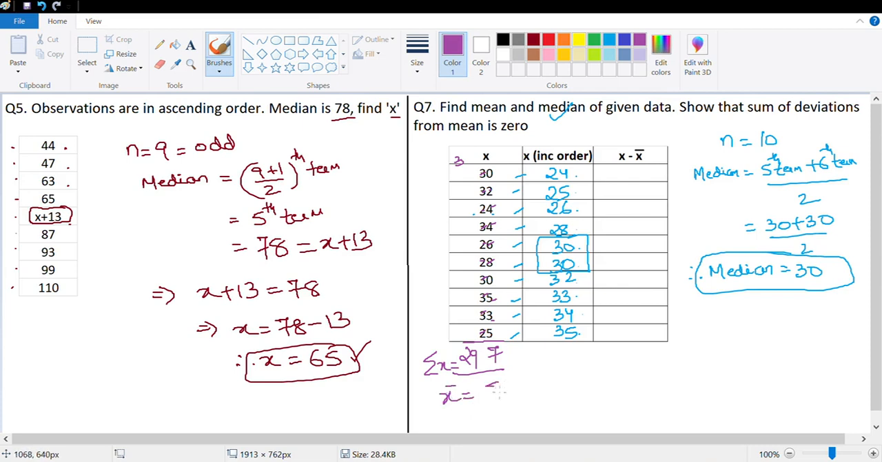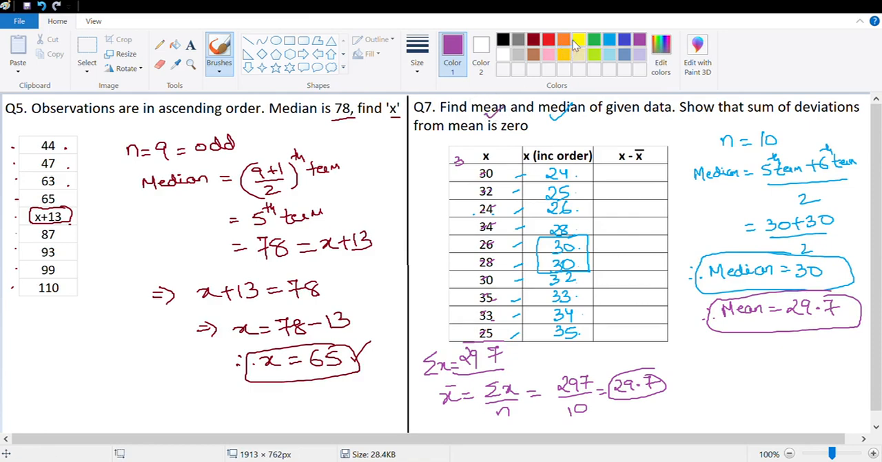Mean is summation of all numbers. Let me rewrite this: summation of all numbers upon n. In this case, 297 upon 10, which is equal to 29.7. So therefore, mean is equal to 29.7. Right, we've solved this part of the question as well.